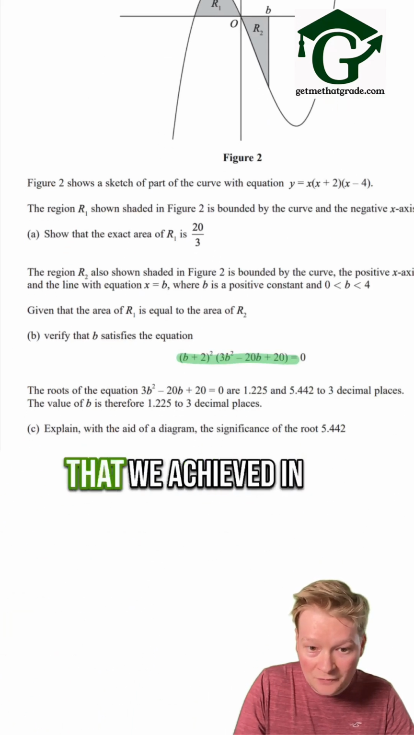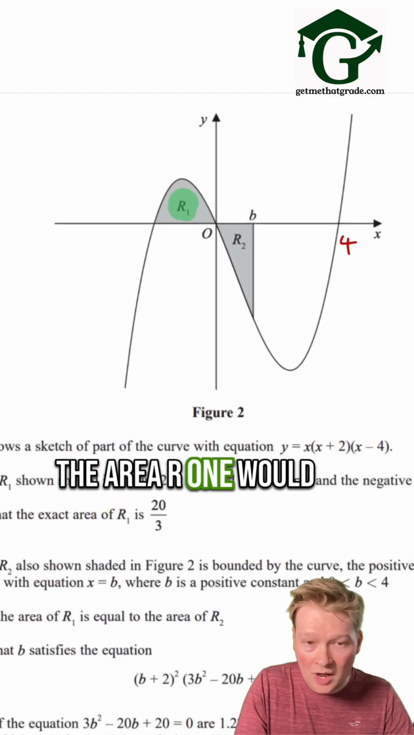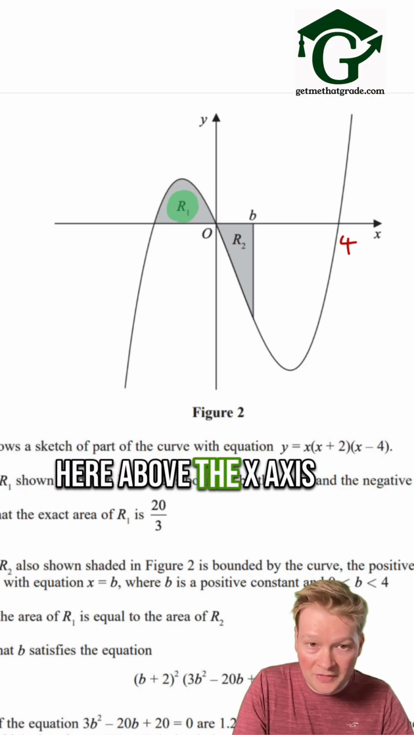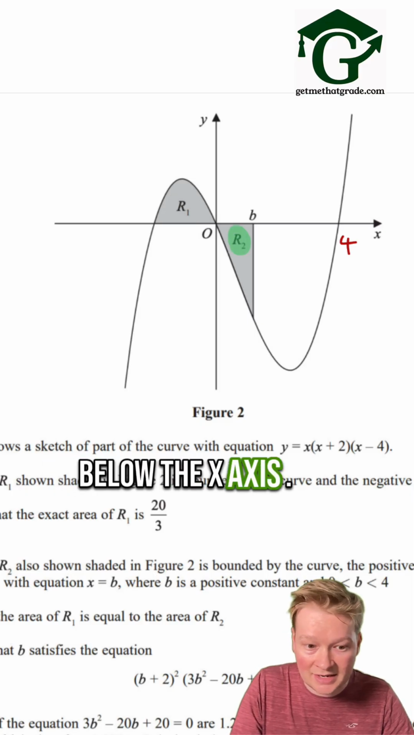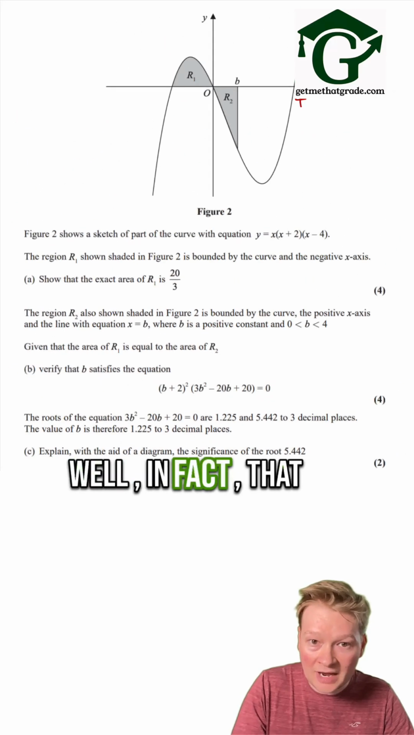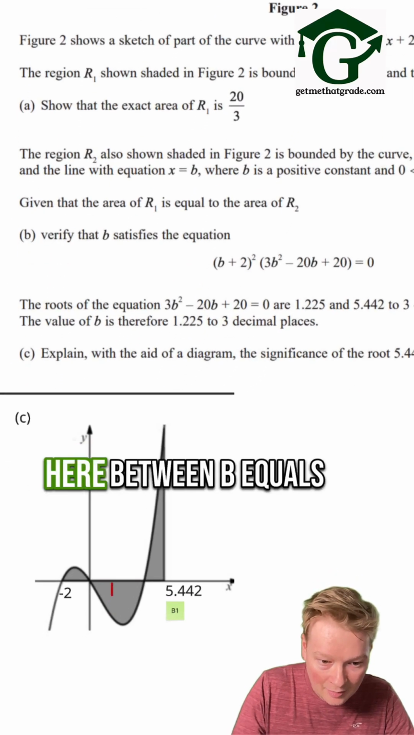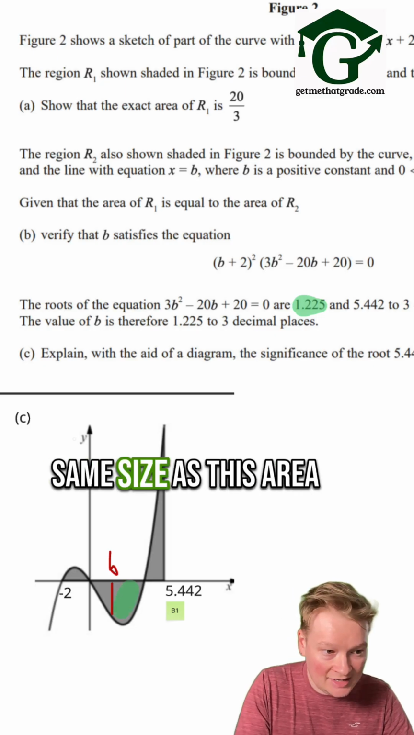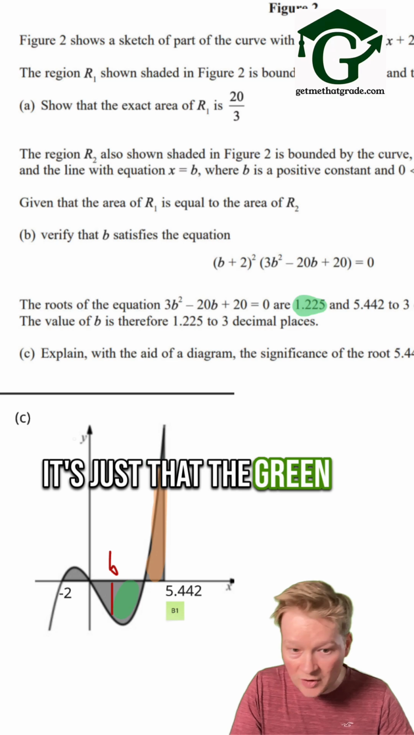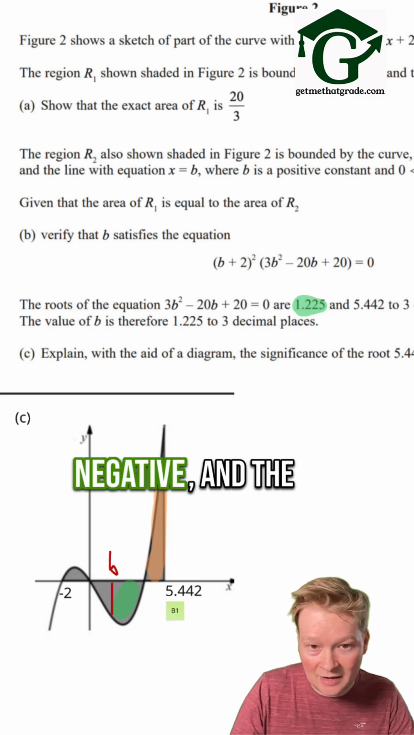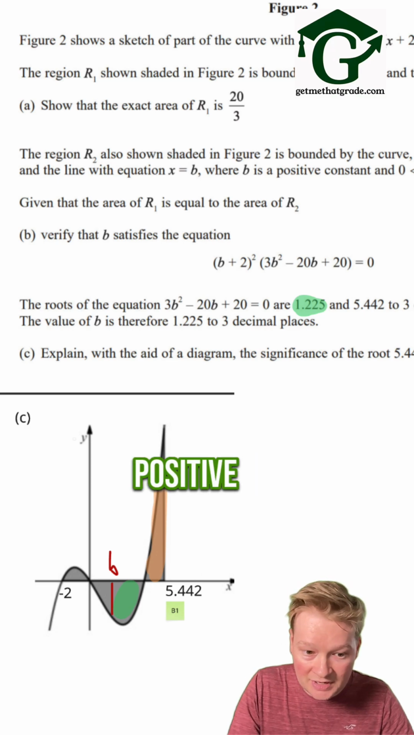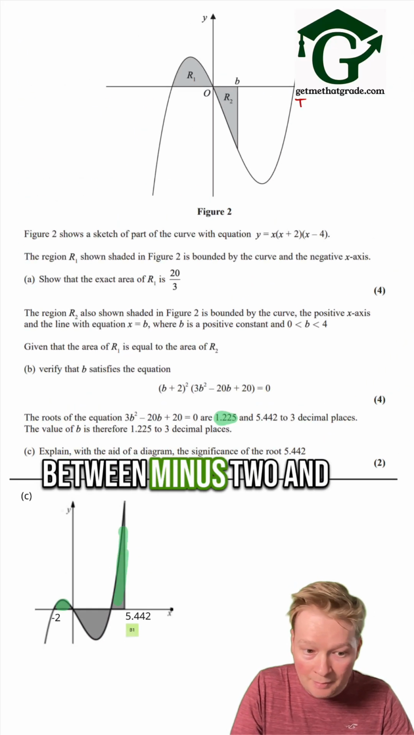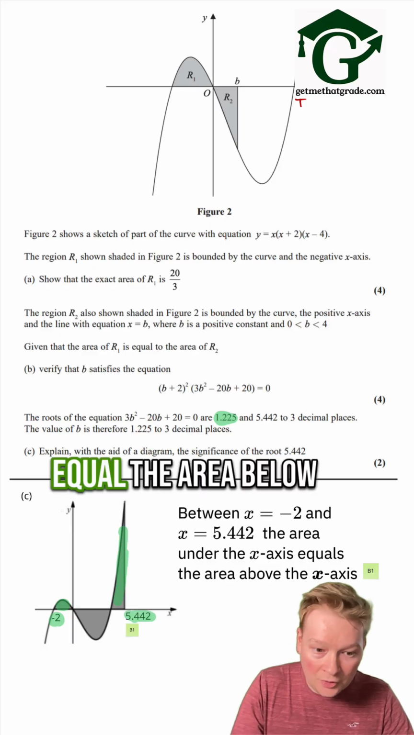To set up the equation that we achieved in part B, we said that the area R1 would have to equal the area R2. And effectively, we're saying that the area here above the x-axis equaled the area here below the x-axis. Why have we got this second solution? Well, in fact, that means that the area here between B equals 1.225, this area here, is the same size as this area up here. It's just that the green area that I've highlighted is treated by integration as negative, and the orange area is treated by integration as positive. So overall, what I'm saying is that the areas above the x-axis between -2 and 5.442 equal the area below the x-axis.